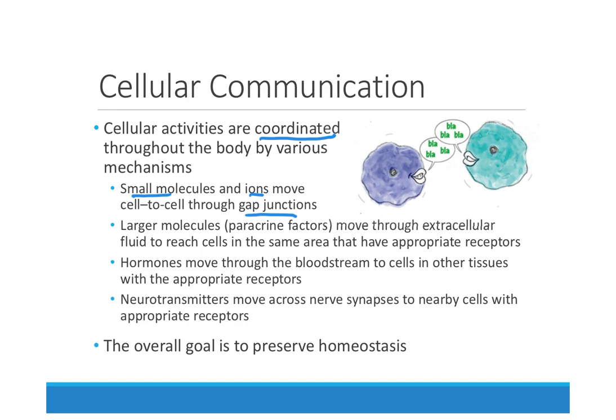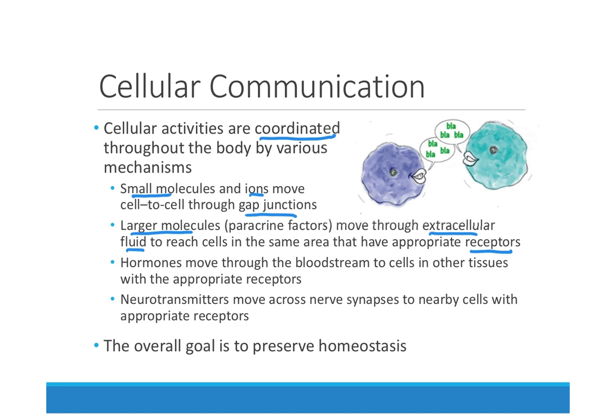Then for cells that are in the same general area, we have larger molecules that are known as paracrine factors that can move out of one cell, slide through the extracellular fluid that's in between your body cells to reach other cells in the same general area. When this chemical language is coming from outside of a cell, the cells that receive it have to have the receptor that can bind and pick up that particular type of molecule.